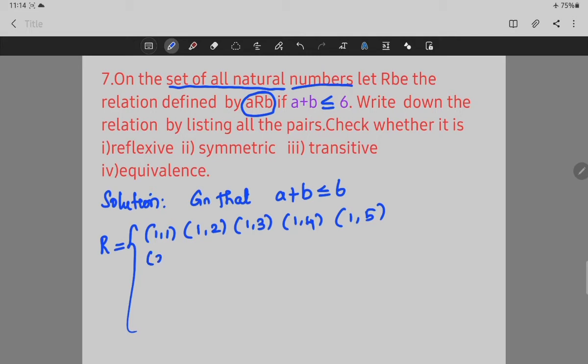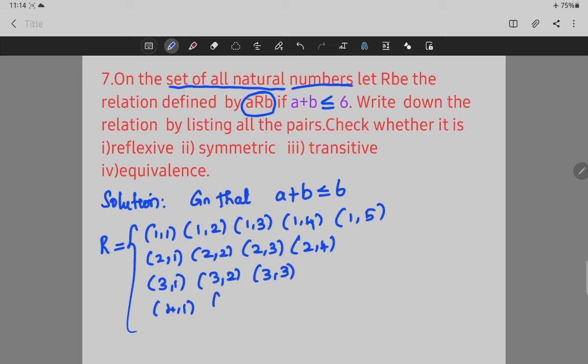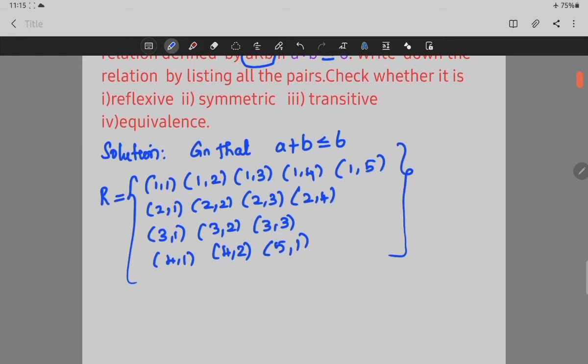So like that you can go for 2 comma 1, 2 comma 2, 2 comma 3 and 2 comma 4. Okay, so next you can go 3 comma 1, 3 comma 2 and 3 comma 3. Okay, next 4 comma 1, 4 comma 2. Next we will go for 5 comma 1. So these are the ordered pairs in the relation R.